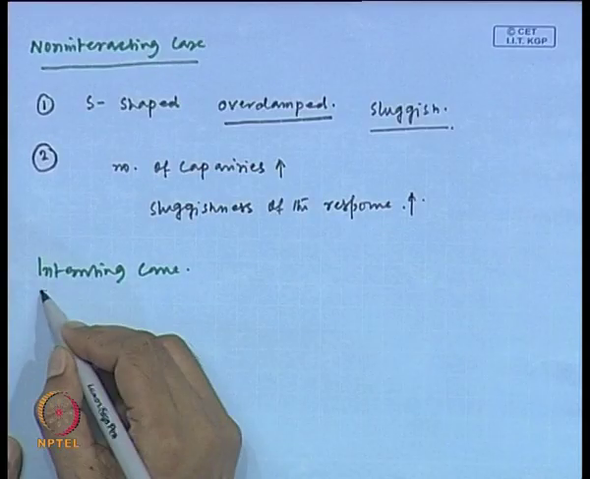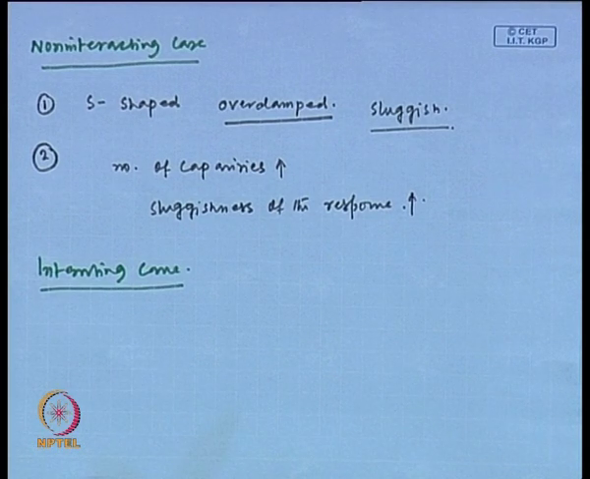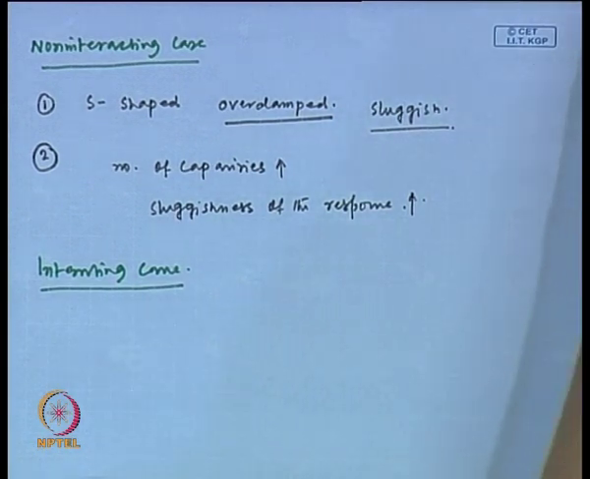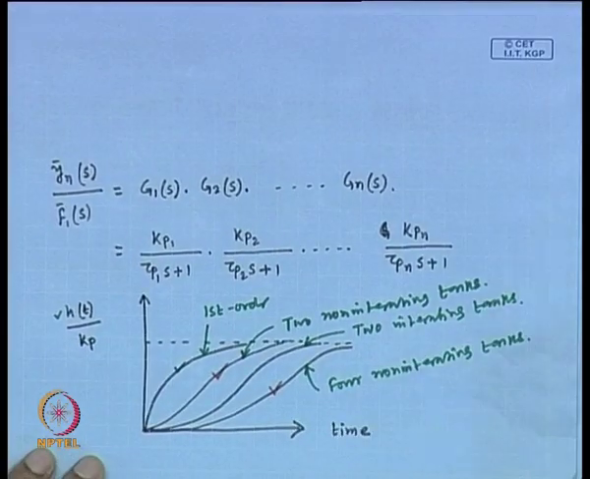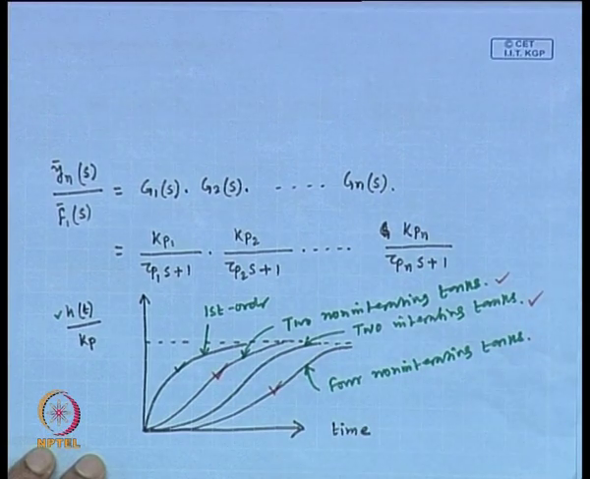Similarly, we can conclude for the interacting case, as interaction increases the sluggishness of the response. If you again compare the dynamic behavior of two non-interacting tanks and two interacting tanks, which is providing slower response? Two interacting tanks. So we can conclude that interaction increases the sluggishness of the response.